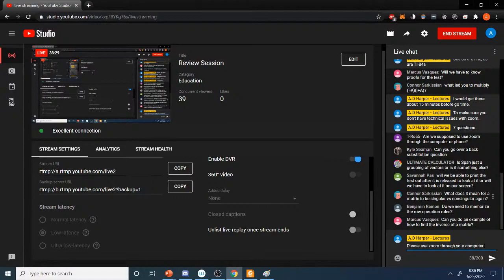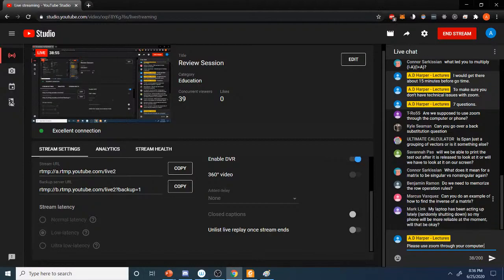Kyle asked, can I go over a back substitution question? Yes, I can. And Ultimate Calculator asked, is span just a grouping of vectors or is it something else? Savannah asks, will we be able to print out the test after it's released, or will we have to look at it on screen? You can print it out, but that will take time out of the time you have to do other things, so you'd want to print it out quickly.